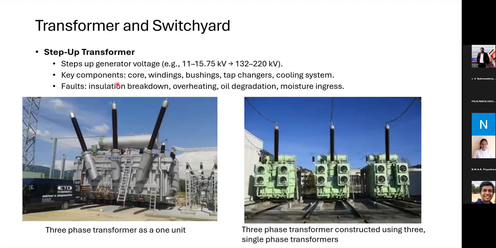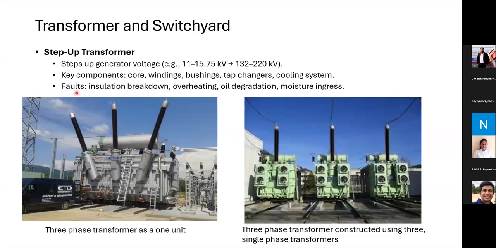So the key components of the transformers are the main transformer core, transformer windings, bushings, and the tap changers to adjust the voltage ratio, and the cooling systems, being the air and the oil inside the transformer. Normally the transformer cooling has fans which direct forced air into the cooling fins, like metal fins that cool the transformer oil.